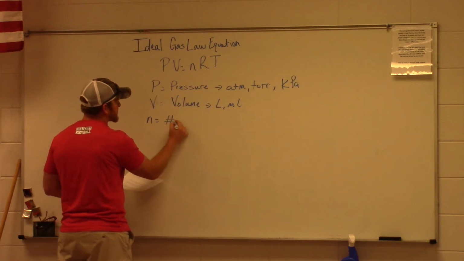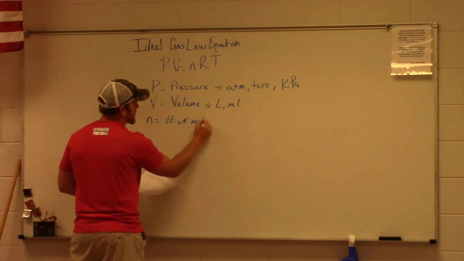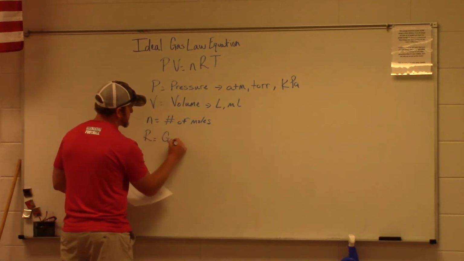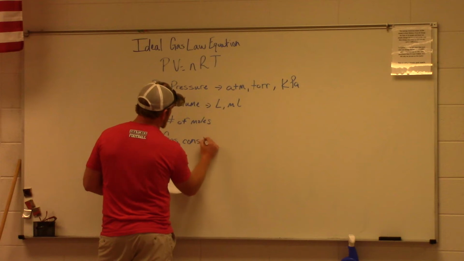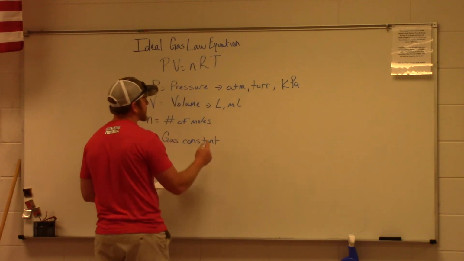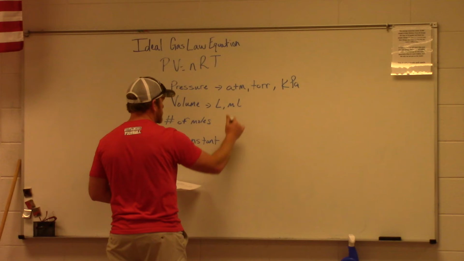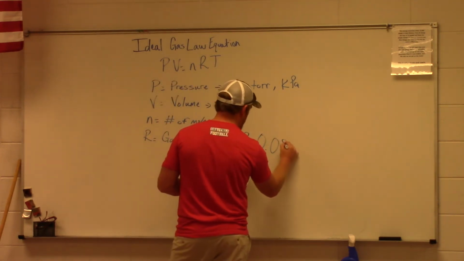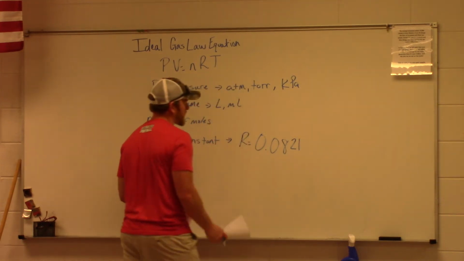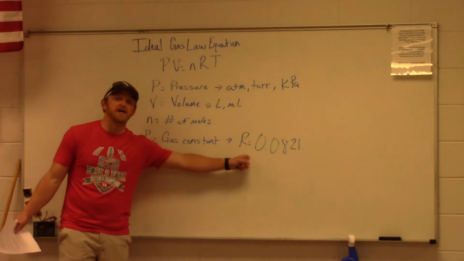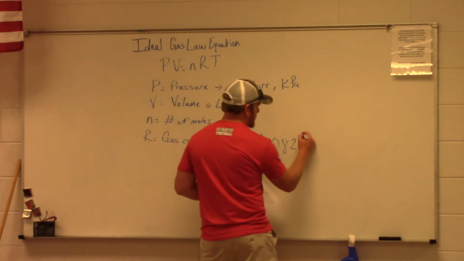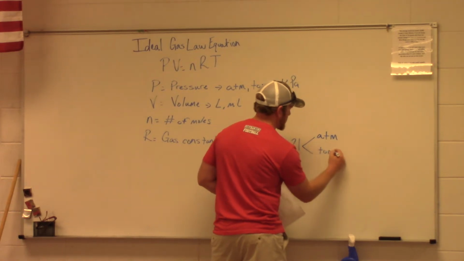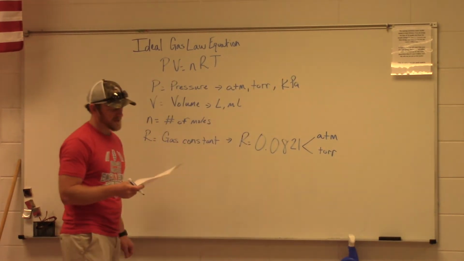N is the number of moles. We have talked about moles. We've converted some moles a little bit with you guys. R is a gas constant. The gas constant that we will use if we're dealing with atmospheres or torr is R equals 0.0821. Okay? That is the gas constant. This number will not change when we're dealing with atmospheres or torr. And that's what I'm going to give you on these problems.